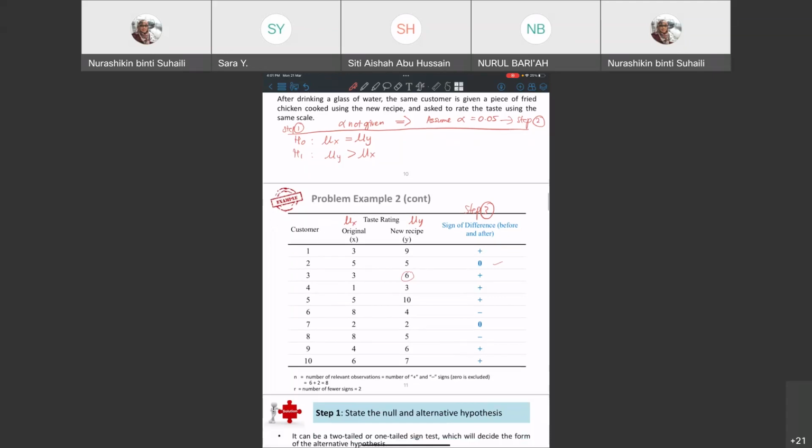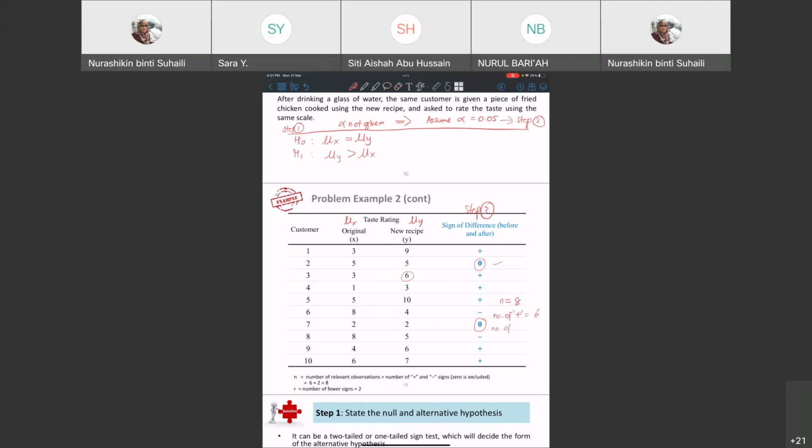Okay, so here we have to identify the n. The n is what? It is 8, isn't it? Because the pairs that don't have a sign, we will discard. And the ones with signs, there are 8 signs. Okay, the number of positive signs is 1, 2, 3, 4, 5, 6.